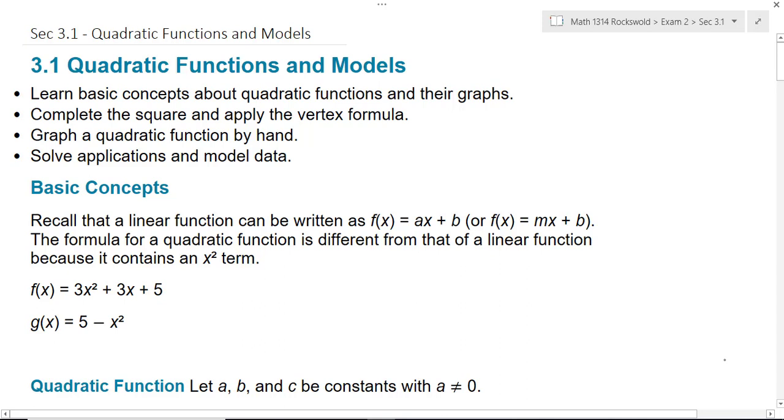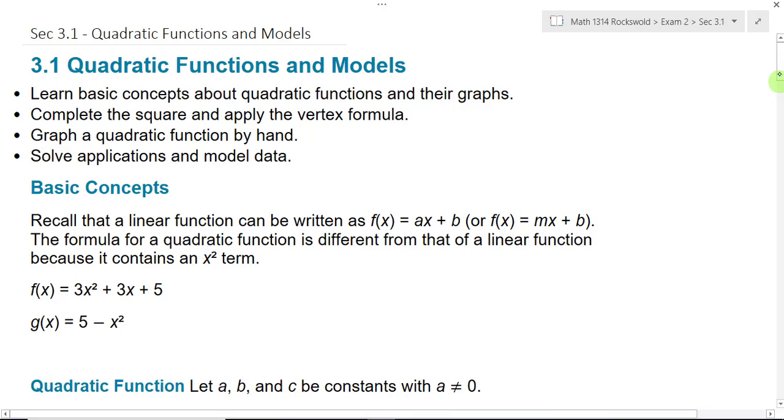Alright, section 3.1 is quadratic functions and models. On your last test we went over linear functions. Now we're going to look at quadratic functions. These are the objectives that we're going to cover in this unit. We're going to learn some basic concepts about quadratic functions and their graphs, learn how to complete the square and apply the vertex formula, graph a quadratic function by hand, and then solve a couple of application problems.